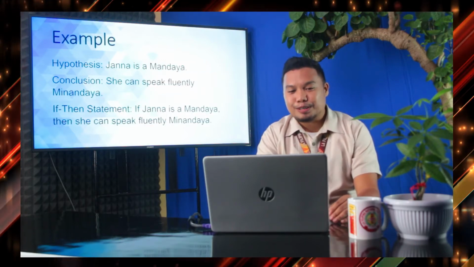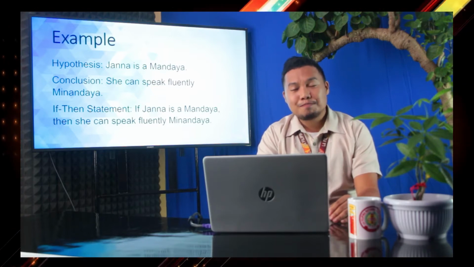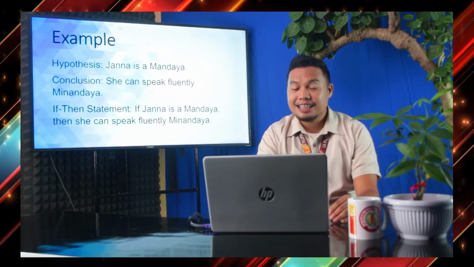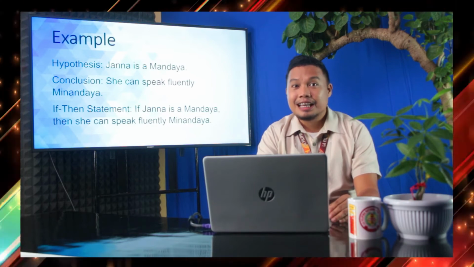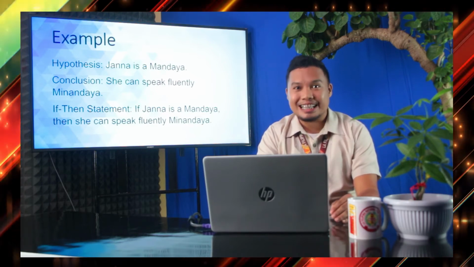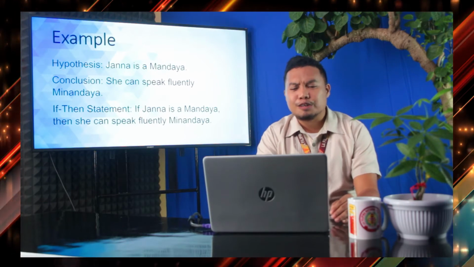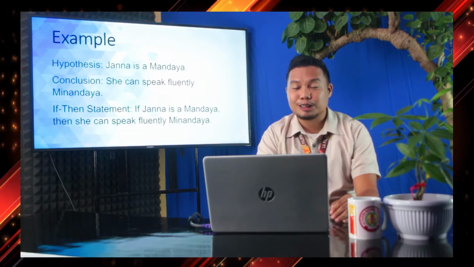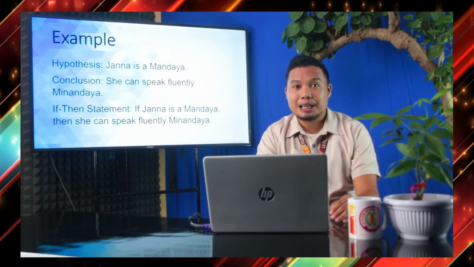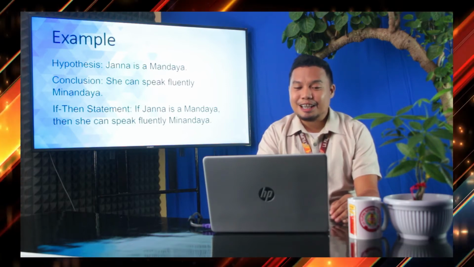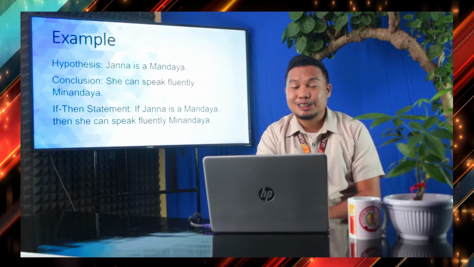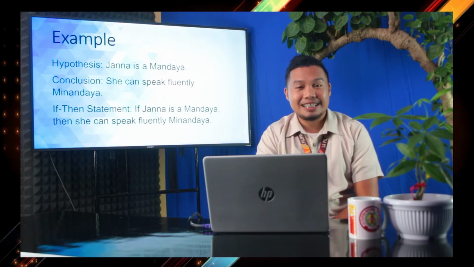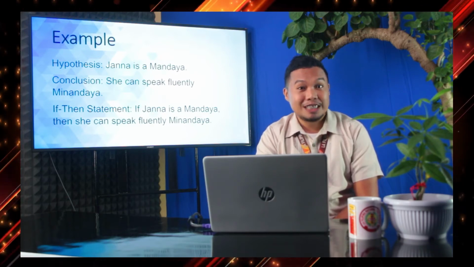Let's take the second example. For our hypothesis, we have Jana is Amandaya. Again, Jana is Amandaya. That means Jana belongs to Amandaya tribe. And for our conclusion, we have she can speak fluently Minandaya. And if you are asked to write this one into the if-then statement, then it would be, if Jana is Amandaya, then she can speak fluently Minandaya.